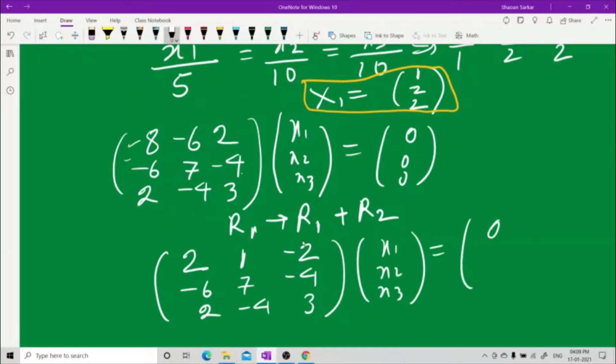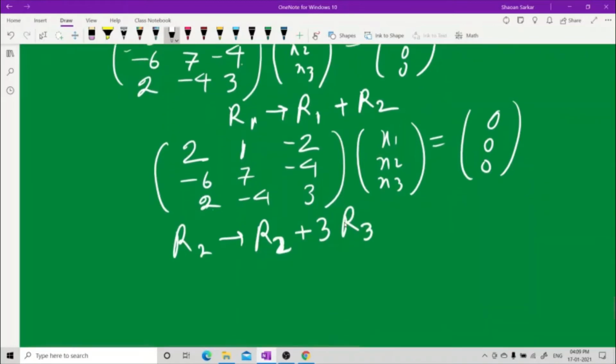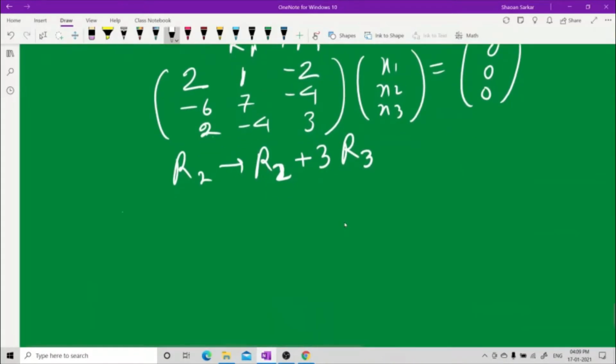You have your 0, 0, 0. Now you do one thing. You multiply this with 3 and add to this. R2 is R2 plus 3 times R3. See, now what happens is this becomes 2, 1, minus 2, and this is 2 minus 4 and 3.